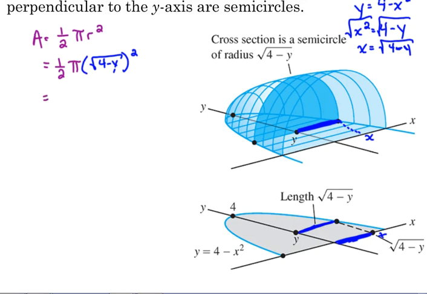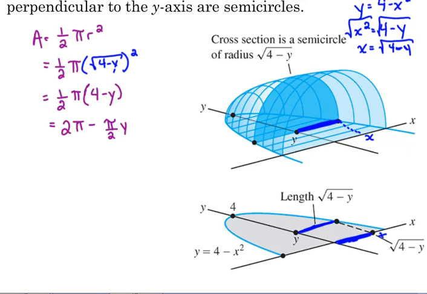And once again, simplify. 1/2 pi, squaring a square root cancels. And I would distribute that 1/2 pi. So that gives us 2 pi minus pi over 2 times y. 1/2 pi times 4 is 2 pi. 1/2 pi times negative y is negative pi over 2 y. Okay, so that's our area formula.